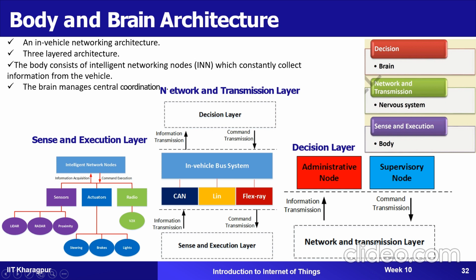So here you can see in your sense and execution layer, there are various sensors, actuators and radio services. In case of your network and transmission, various protocols are used in order to transmit the data, or in order to exchange the data between your sense and execution layer and your decision layer. However, in case of your decision layer, some processing is done, and on the basis of that processing, the administrative nodes and the supervisor nodes are able to take the decisions.